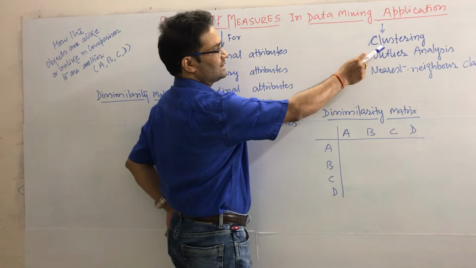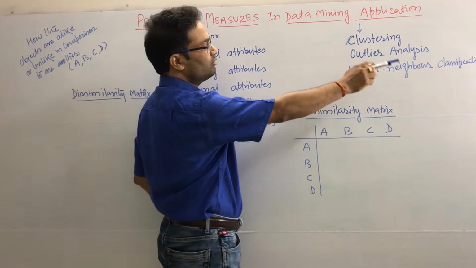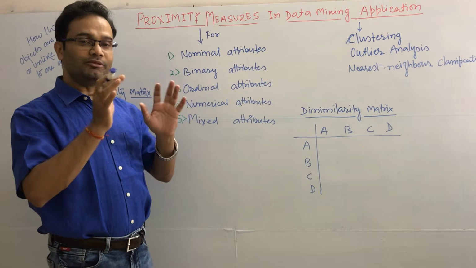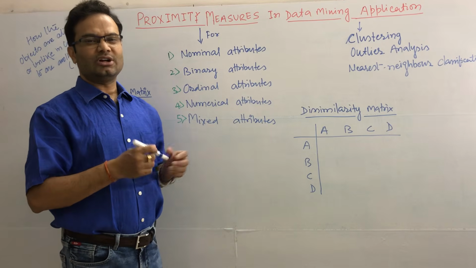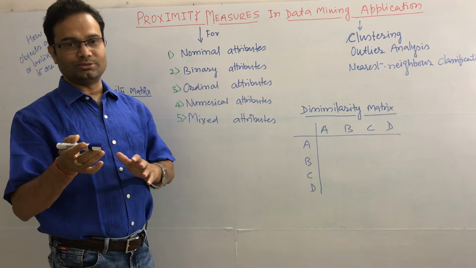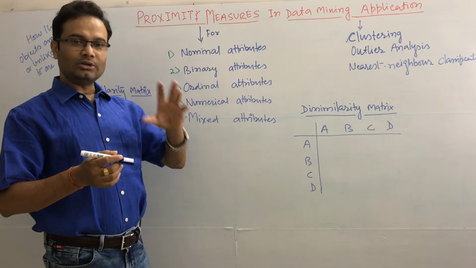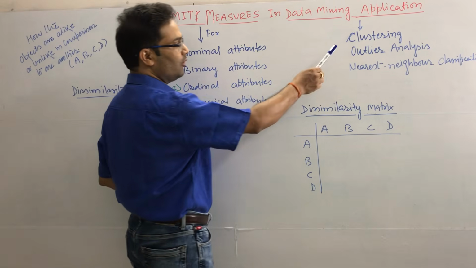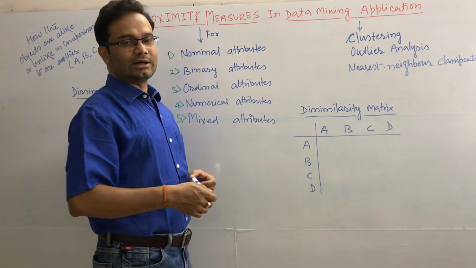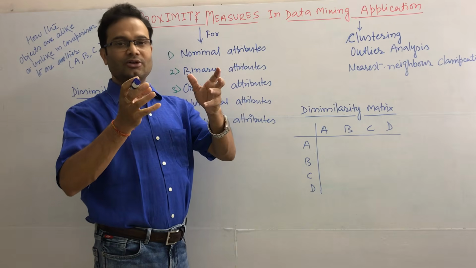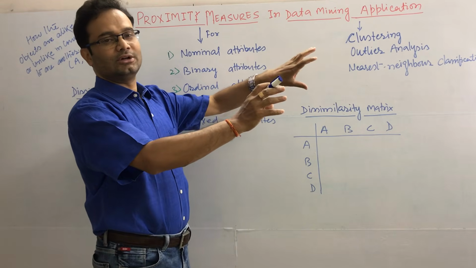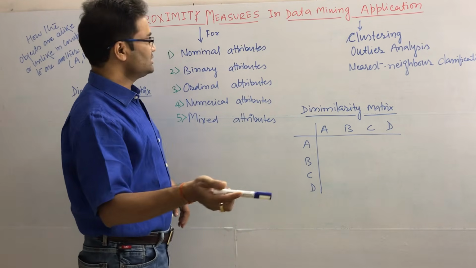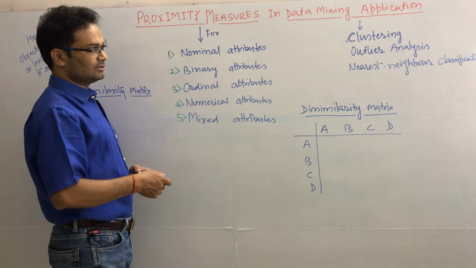In data mining applications such as clustering, outlier analysis, and nearest neighbor classification, we have to compare two pieces of data. We have to check how one object is similar to another object, or in other words how one object is dissimilar to another. When you form any cluster, what is our objective? The objective is to keep similar kinds of objects in one place. How will you know which objects are of a similar kind? That study we do in proximity measures.